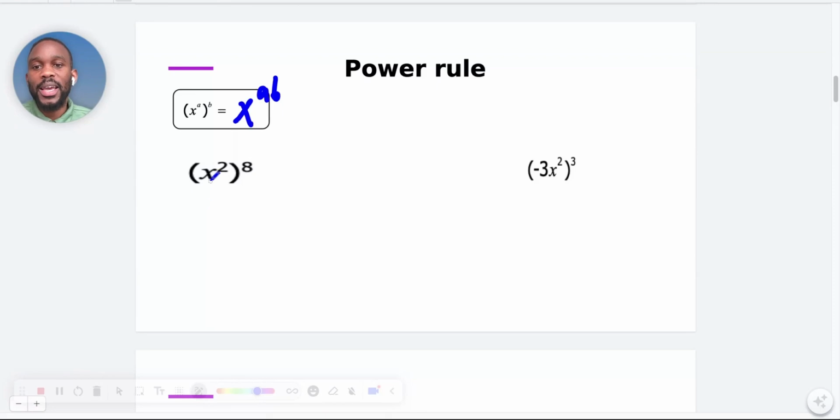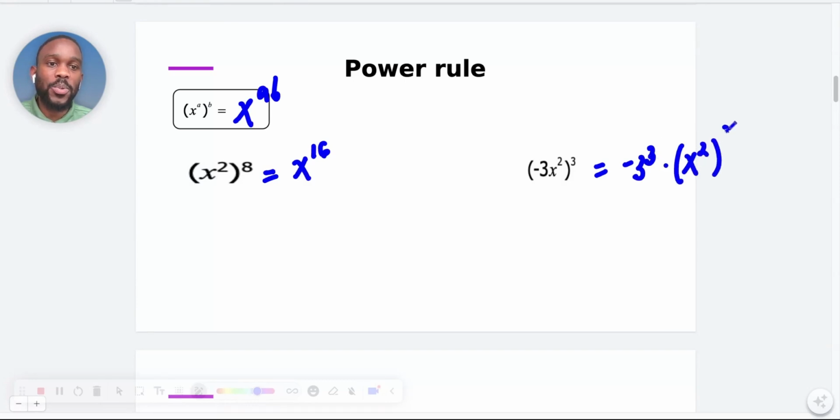You see how I'm having x exponent 2, exponent 8. So all you have to do is multiply out these exponents and this will give you x to the power, or exponent, 16. Guys, every time I say power, I mean exponent. What about here? You need to be really careful here, right? This x exponent 2 is on x, but the whole thing has another exponent 3. So this is the same as negative 3 exponent 3, and then x exponent 2 exponent 3.